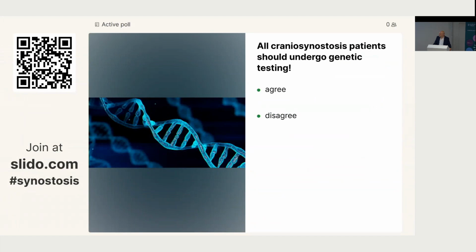Okay, next question. It should pop up in your Slido. All craniosynostosis patients should undergo genetic testing. I know maybe it depends, but try to go with agree or disagree.